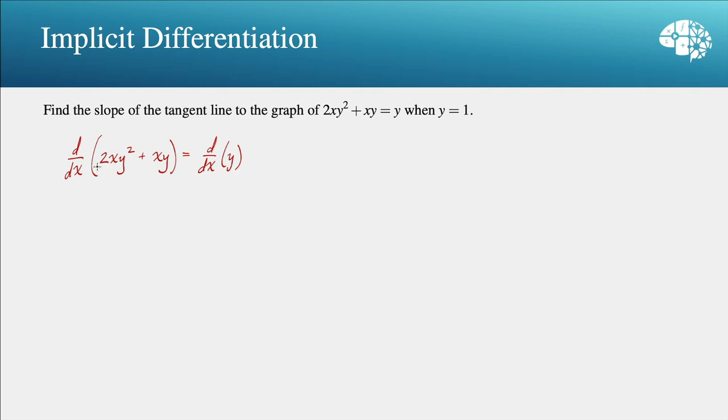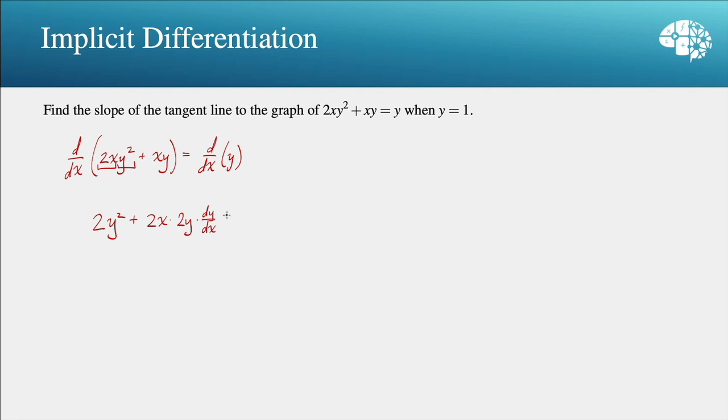Now, the derivative of 2xy squared, well, this is a product, 2x times y squared. So we use the product rule. The derivative of the first is 2 times the second, y squared, plus the first, 2x, times the derivative of y squared, which is 2y times the derivative of y by the chain rule, which is dy/dx.